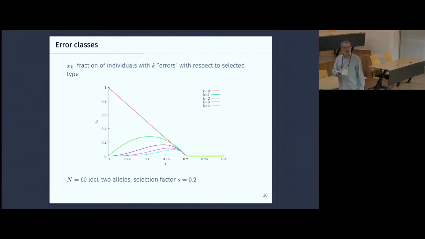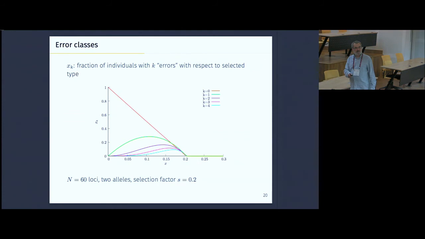Okay, this is U, and this is S. S is equal to 0.2. So here U is less than S, and here U is larger than S. This is called the error threshold, because it means that if your mutation rate is too large, then essentially you have no chance of transmitting the information contained in the sequence to the next generation.